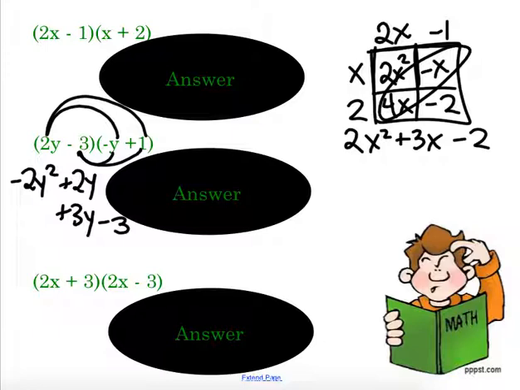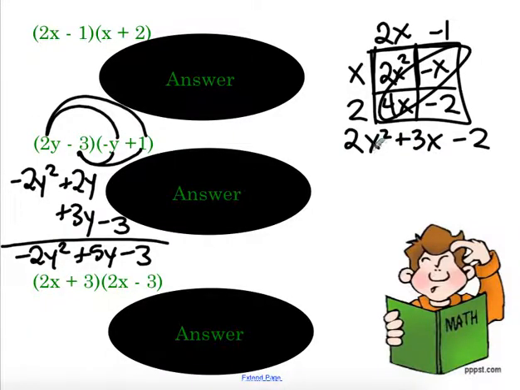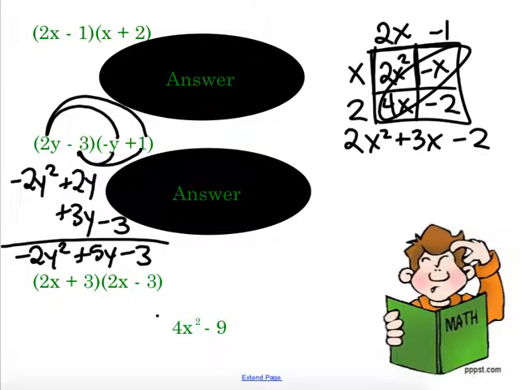Now I put them in this order on purpose, because I want to line up the like terms so that I can say I have negative 2y squared plus 5y minus 3. And on this last one, doing whichever method you want, whether the box method, the rainbows and smiley faces, or the FOIL, you get an answer of 4x squared minus 9.